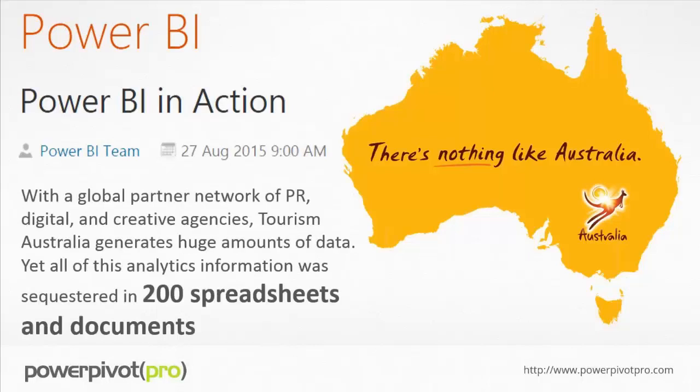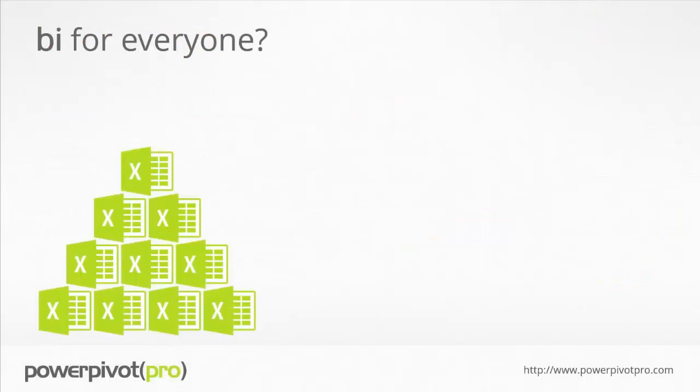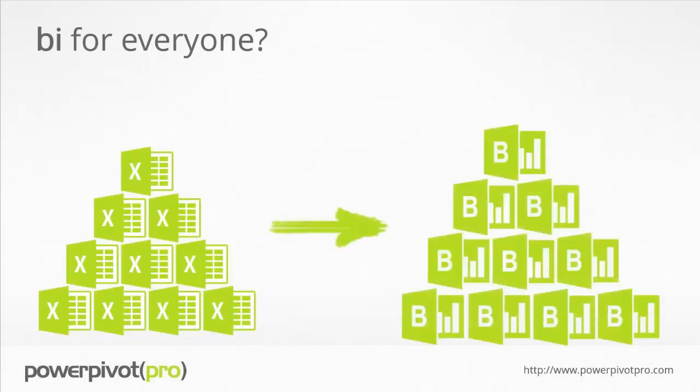Now, of course, we're talking about a pretty large setup here. Global partner network, PR, digital, creative agencies, lots of data. And not really surprising, this was spread across apparently hundreds of spreadsheets and documents. But if you think about it, what do you think happened when they adopted Power BI? We talked about Power BI promises BI for everyone, but what does that mean? Does that mean that you go from your hundreds of spreadsheets to hundreds of Power BI datasets? Maybe if you're using Power BI Desktop instead of XLSX, the PBIX files? Gosh, I hope not. I mean, that's not really much of an improvement.